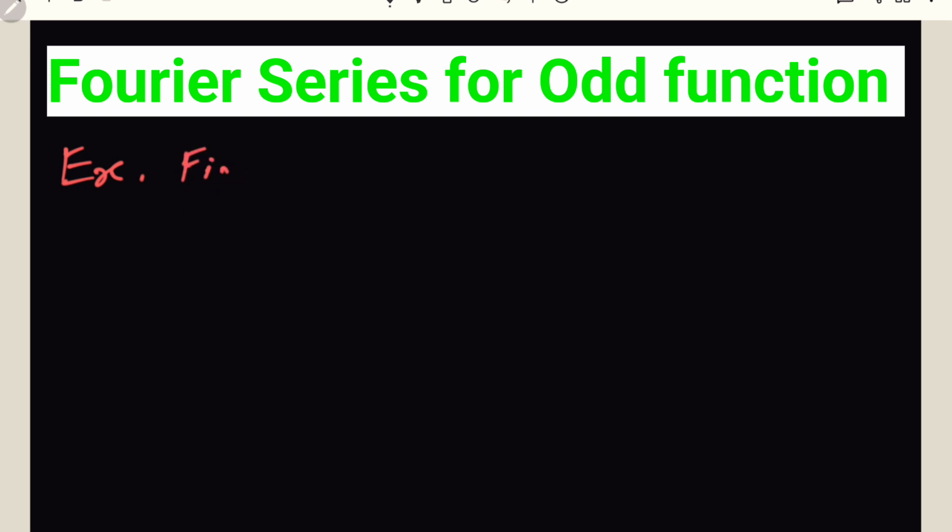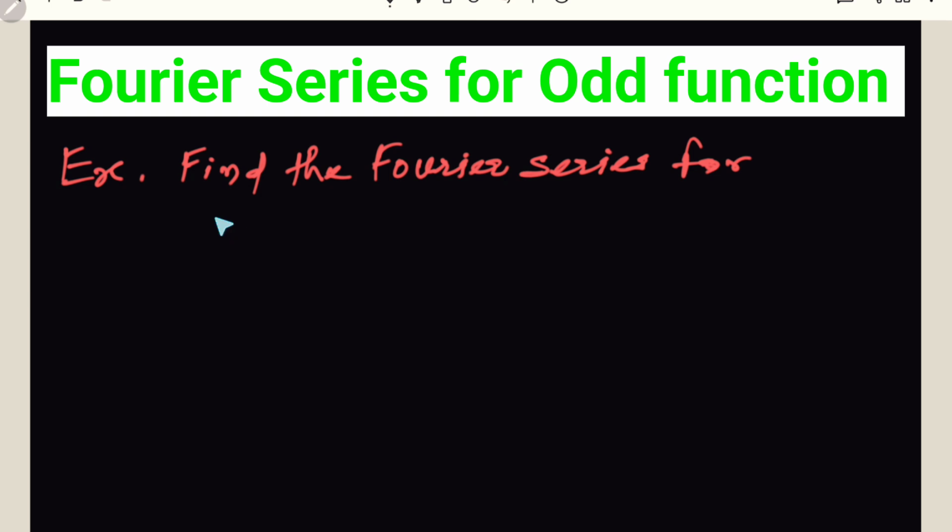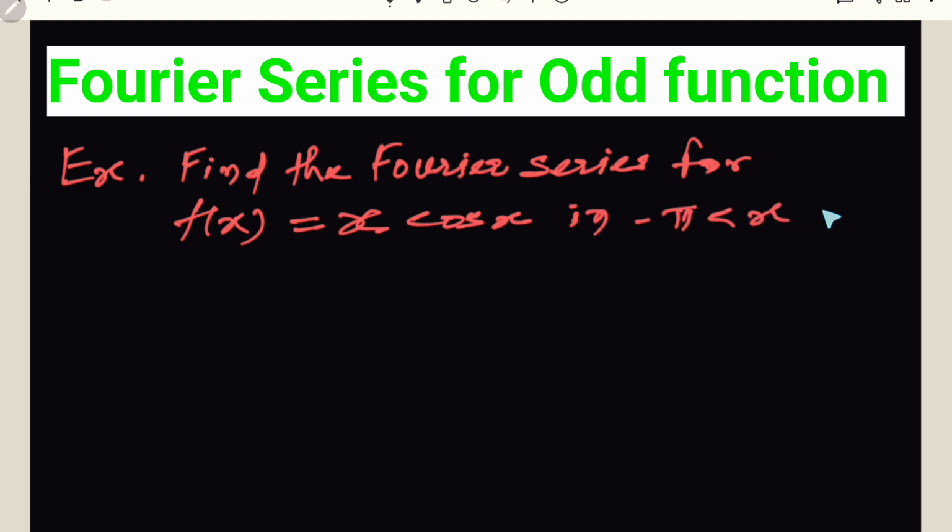Example: find the Fourier series for the function f of x is equal to x cos x in the interval minus pi less than x less than pi. Means it is between minus L to L type of function.